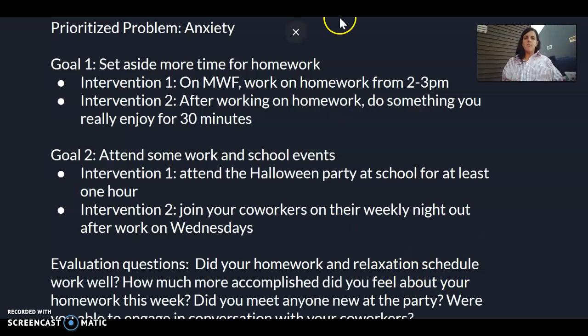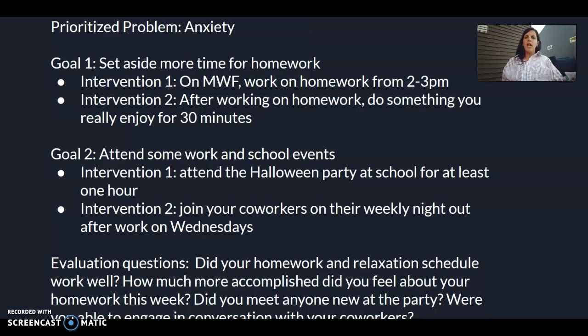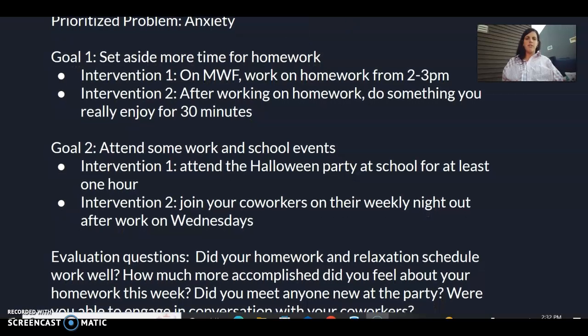So here are some examples of questions that you could ask to evaluate if this was an effective goal, objectives, and interventions. Did your homework and relaxation schedule work well? That's up to the client to say yes or no. How much more accomplished did you feel about homework this week? I would throw in a scaling question with that. Did you meet anyone new at the party? So you could ask if they successfully went. Were you able to engage in conversations with your coworkers? So those are some of those questions.